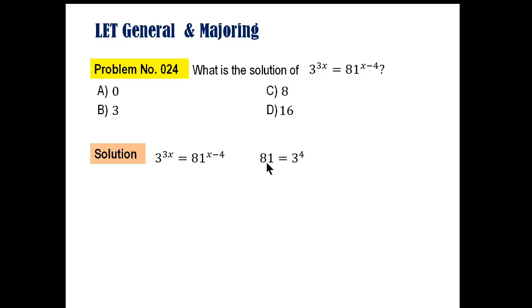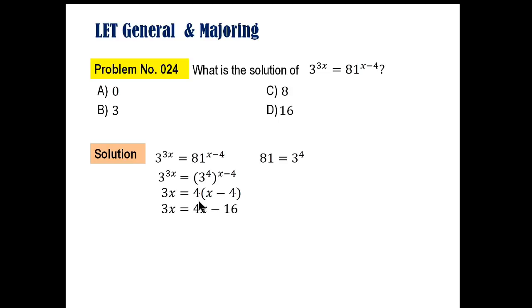So we have 81 is equal to 3 raised to 4, right? Because 3 times 3 is 9, times 3 is 27, times 3 is 81. So we will substitute 81 by 3 raised to 4. So we have 3 raised to 3x is equal to 3 raised to 4 raised to x minus 4. So we already have the same base, so we will equate the exponents. 3x is equal to 4 times (x - 4).